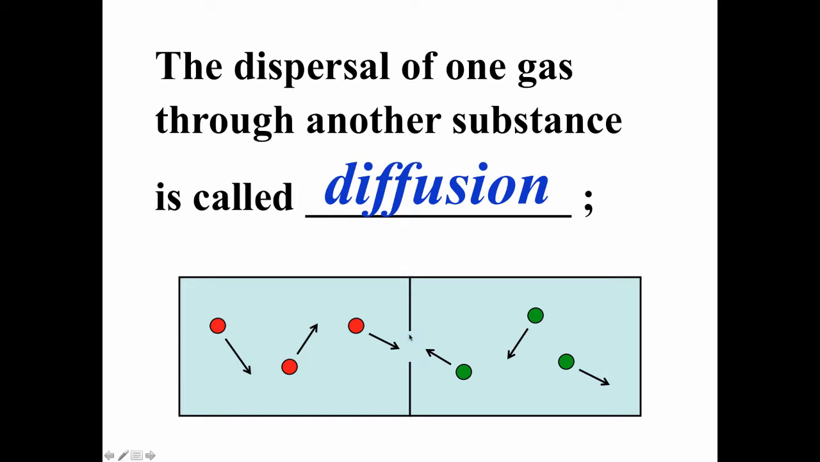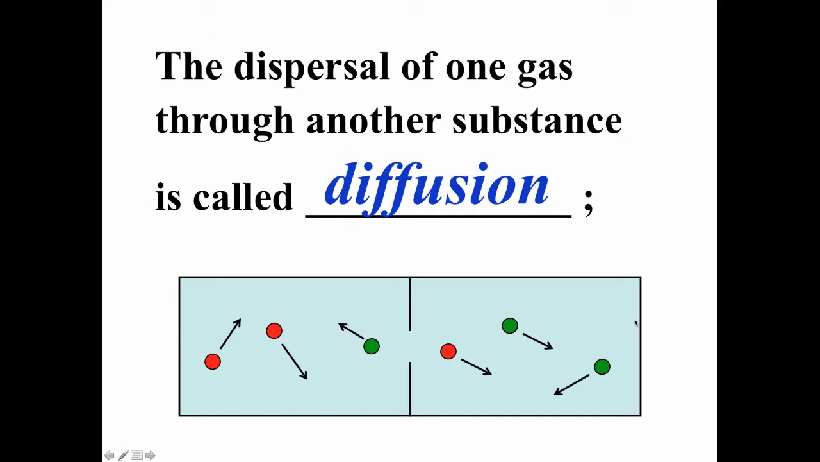So if we open up the little hole in the wall between the two containers, we'd expect red gas molecules to make their way into the right side container and green gas molecules to make their way into the left side container. And this diffusion process would continue until there's an even mixing of gas molecules throughout. So the concentration of gas molecules on this side and on that side would be the same. As you might suspect, the higher the temperature of the gas and or the higher the speed of the gas molecules, the faster they're going to diffuse from one side to another.